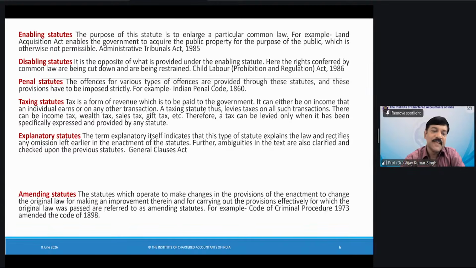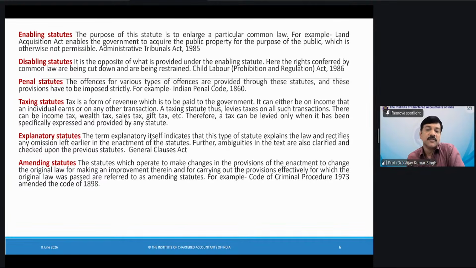Then we have amending statutes. The statutes which operate to make changes in the provisions of an enactment, to change the original law, are referred to as amending statutes. There are many amending statutes, for example, the Companies Act or the Insolvency and Bankruptcy Code. You saw there are many amendments by which the Insolvency and Bankruptcy Code provisions have been amended from one law to another law to another law, right?